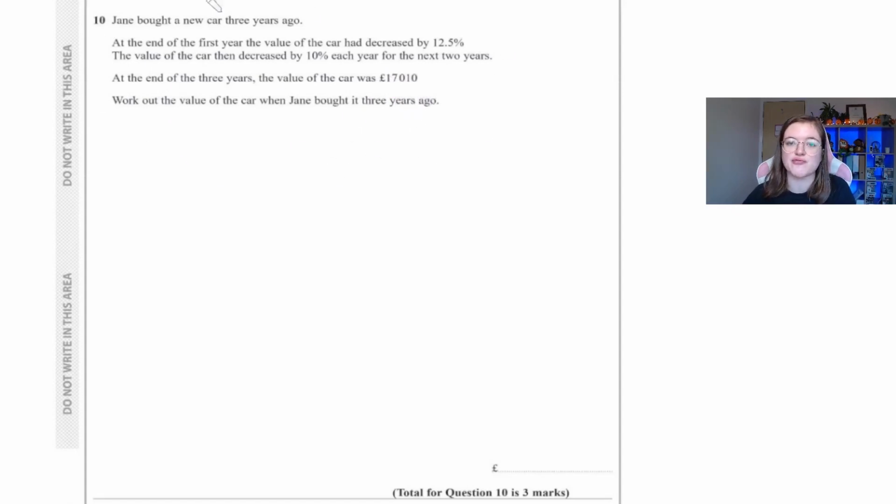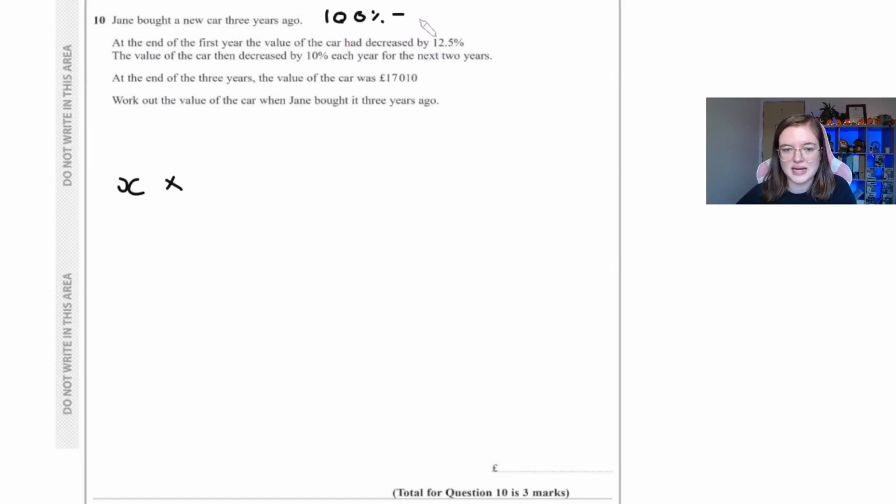So this is a depreciation question, because the car is depreciating in value. So we start with the standard equation for compound interest and depreciation. We get the initial investment, which we don't know, so we'll call that X, times that by the multiplier. So let's have a look. Find the multiplier. You always start with 100%, and you either add or subtract the percentage depending on whether it's interest or depreciating. This is depreciating, therefore we're going to subtract it.